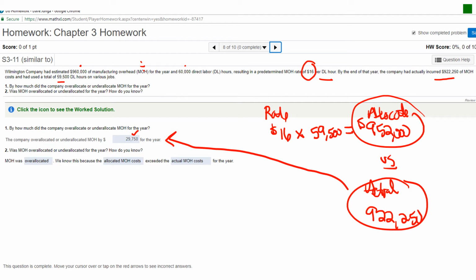And that's the second part, which says, was the MOH over or under? So you'd say the manufacturing overhead was over allocated. We know this because the allocated manufacturing overhead cost, which was $952,000, exceeded the actual manufacturing overhead cost, which is $922,250. I just took the difference there, and of course, that gives you the $29,750.